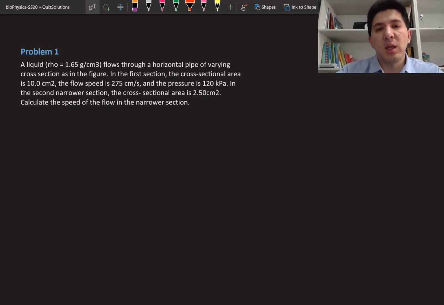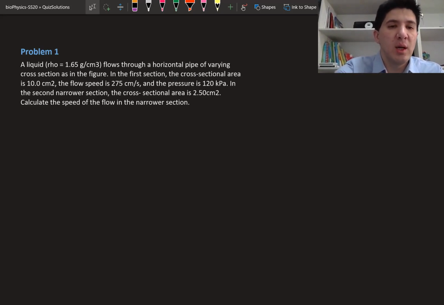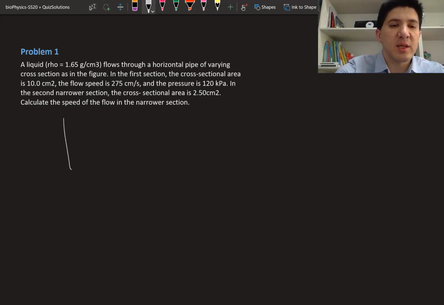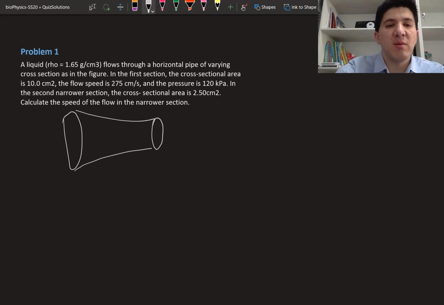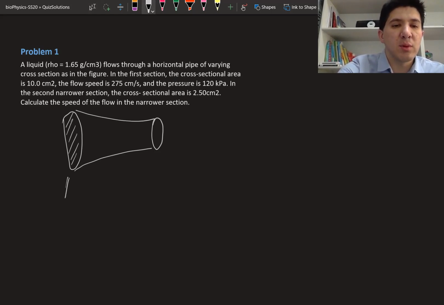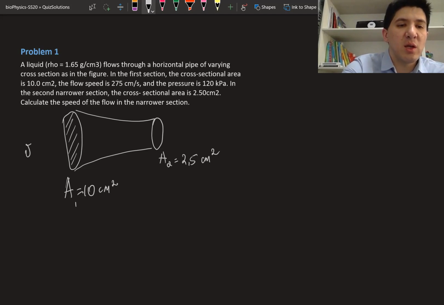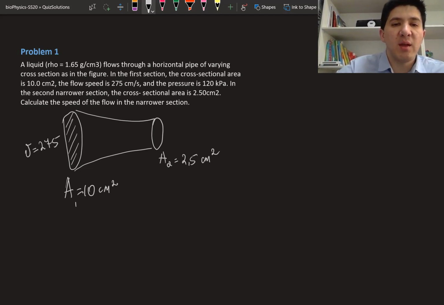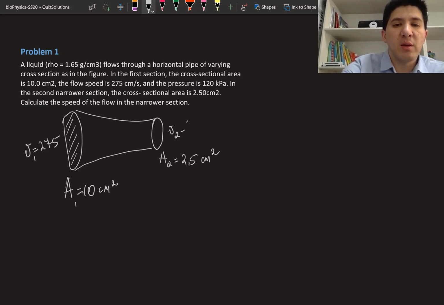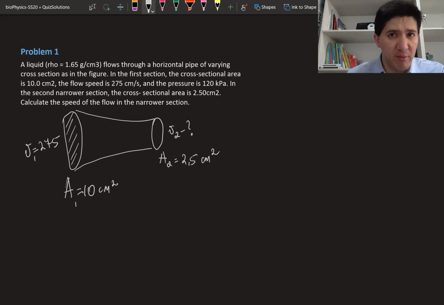Basically, we should use the continuity equation in order to find the speed of the fluid at the other section. So you've got a pipe with two different cross-sectional areas. The cross-sectional area here is 10 square centimeters, and here it is 2.5 square centimeters, right? The velocity here is 275 centimeters per second. What's going to be the velocity here? Since the cross-sectional area is decreased 4 times, the velocity is going to be increased 4 times, right?